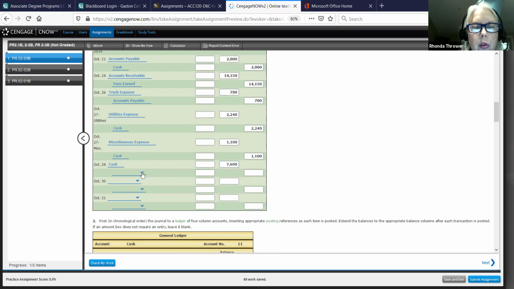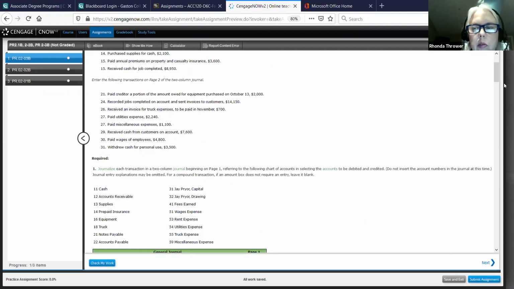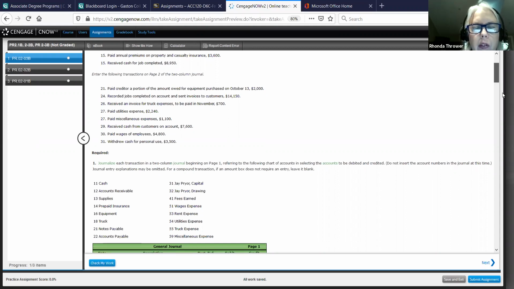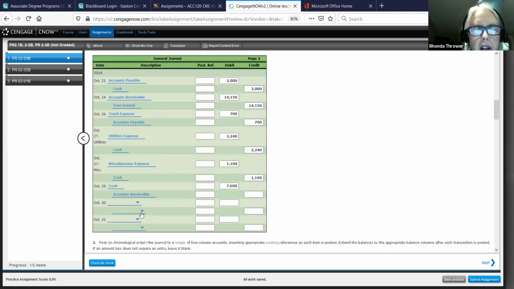And then we're going to credit. Read your transaction. It says that you receive cash from customers on account. Customers on account can only signal that it's an account receivable. Your accounts receivable, which is an asset account, is going down. So accounts receivable, which is an asset, is decreasing. To decrease an asset, you would credit.